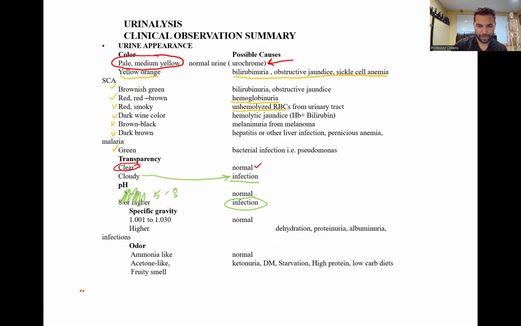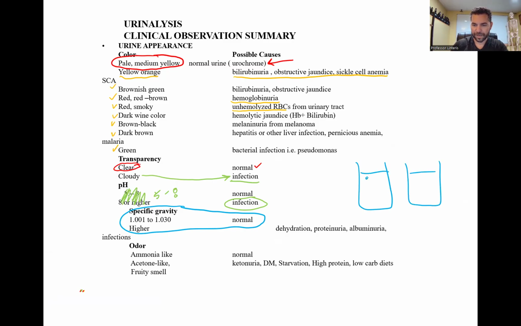Specific gravity, I'll pick a different color, is how much solute you have in the urine. So simply put, there's a way we measure it. If you have 2 urine samples and one of these samples has a lot of stuff and the other sample has a little bit of stuff, this one has a higher specific gravity. This one has a lower specific gravity.